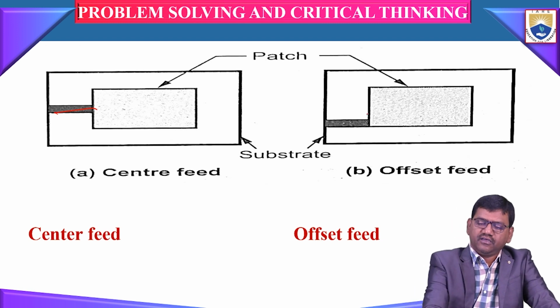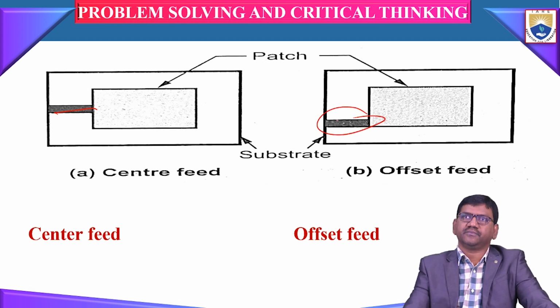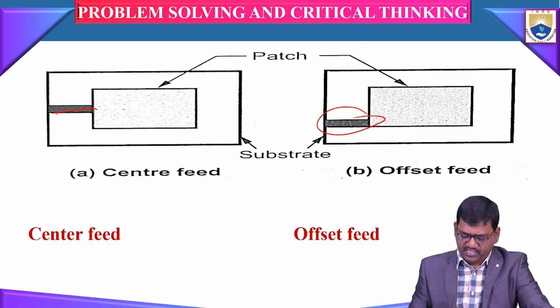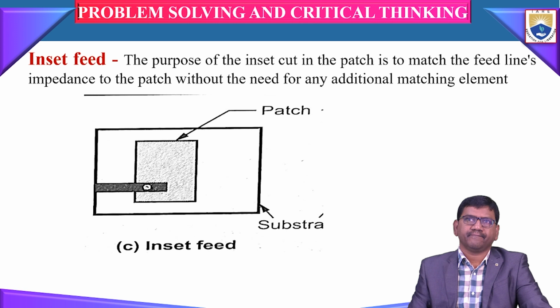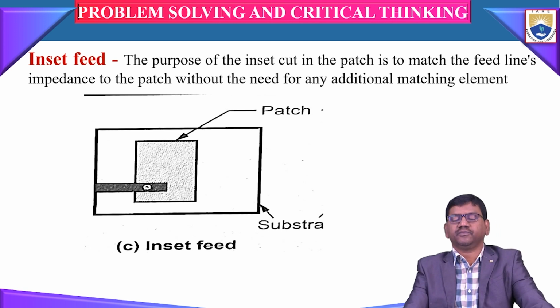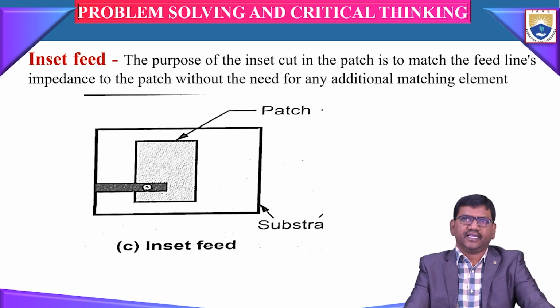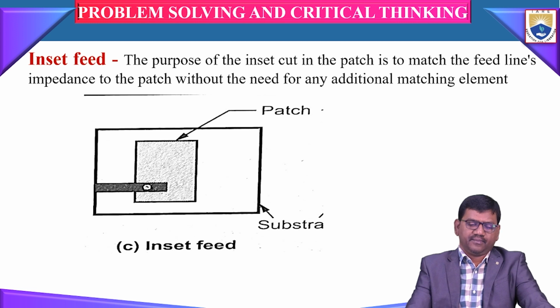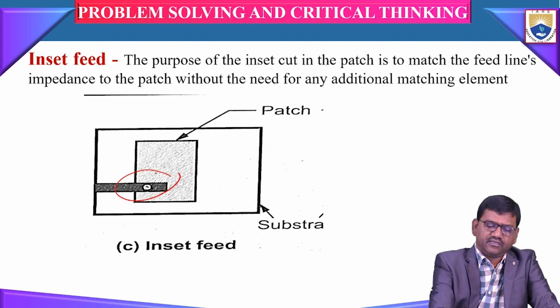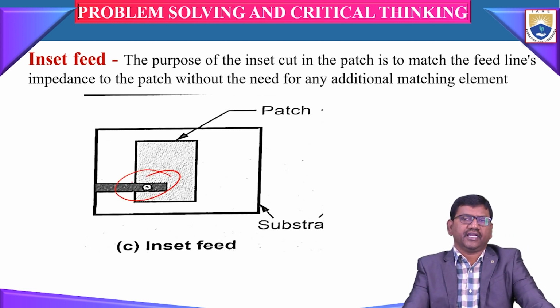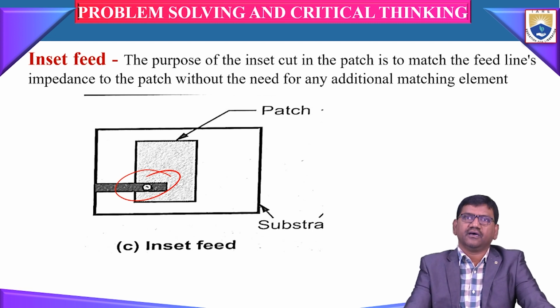Offset means we attach the transmission line at the corners of the patch, hence the name offset feed. Inset feed: the input transmission line is attached to the inside of the patch, as we have seen here. By making a small slot arrangement, we insert the transmission line inside the patch, hence the name inset feed.